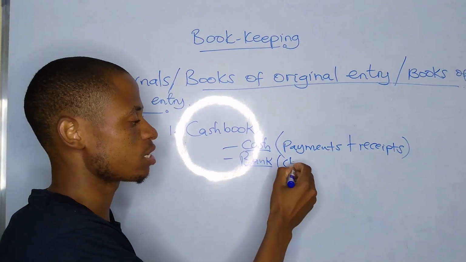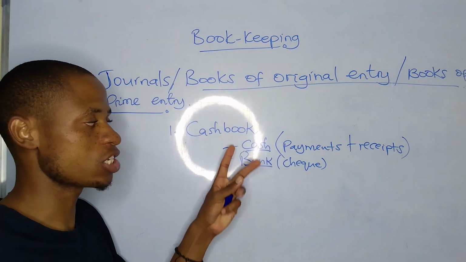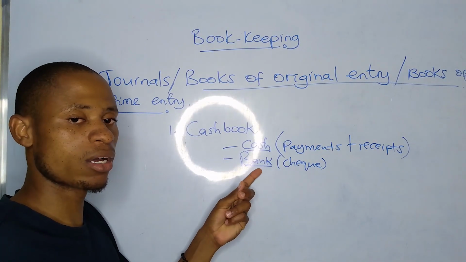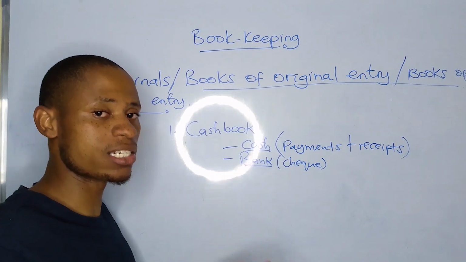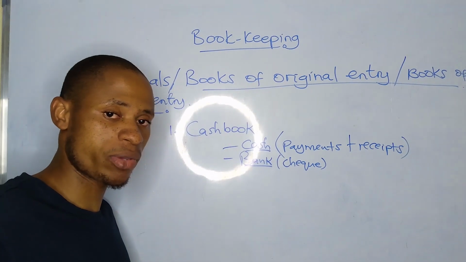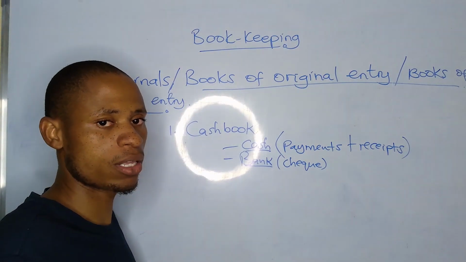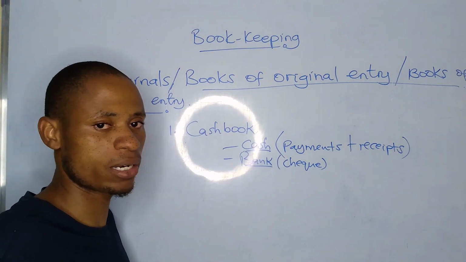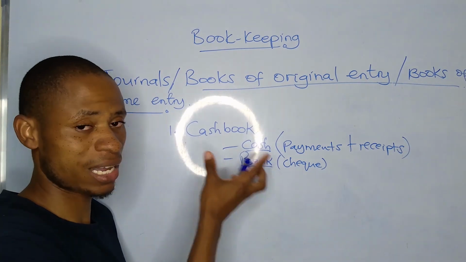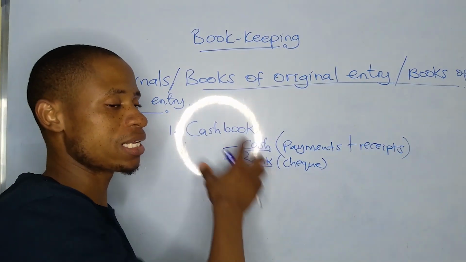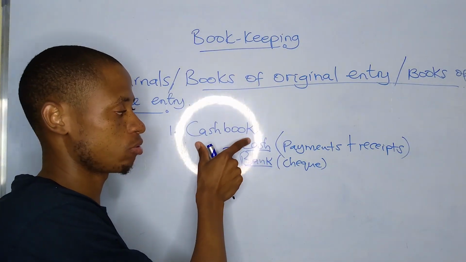So transactions that are paid by check immediately are recorded in a separate column of the cash book called bank. We record the date, the detail, and the amount. The detail is what we are paying for, the date is when the transaction happened, and the amount is how much we have paid or received. That's the cash book. All transactions related to cash are first recorded in a cash book.